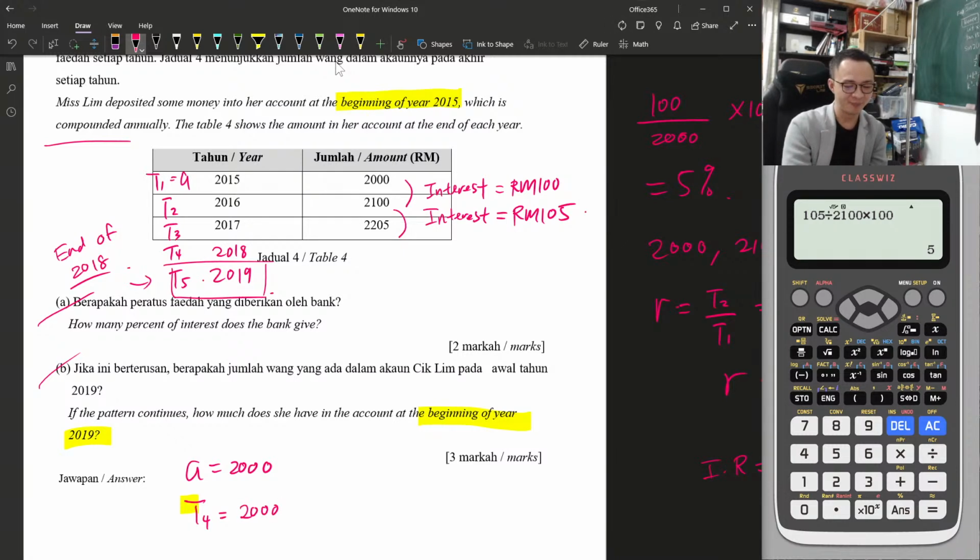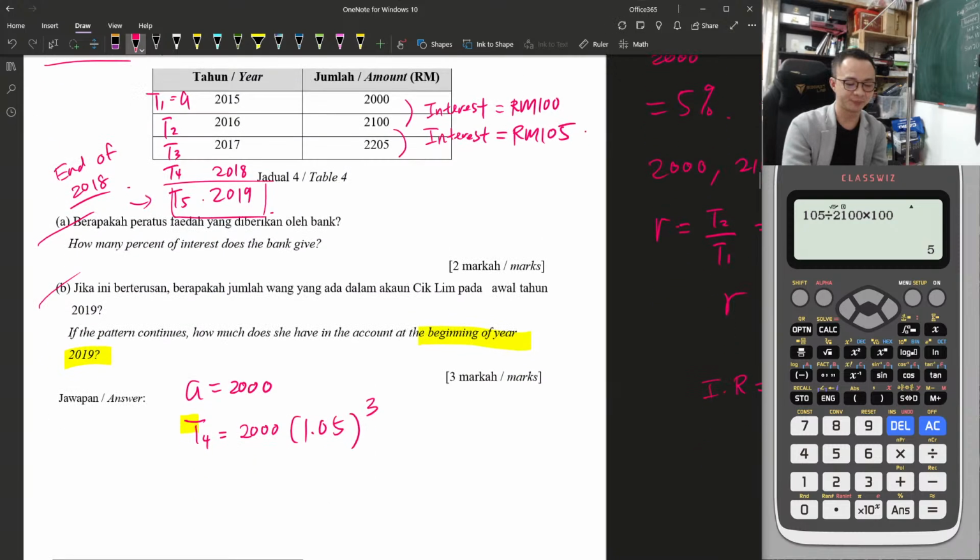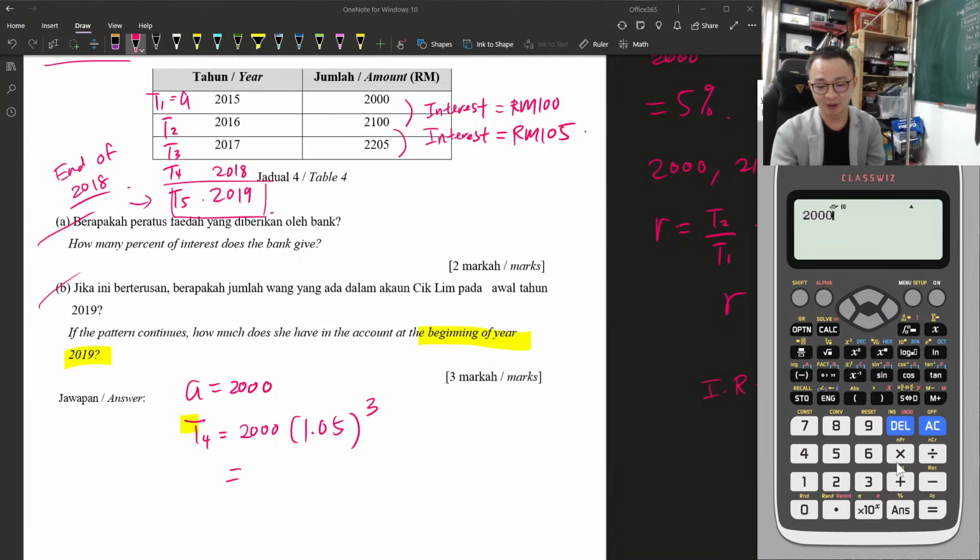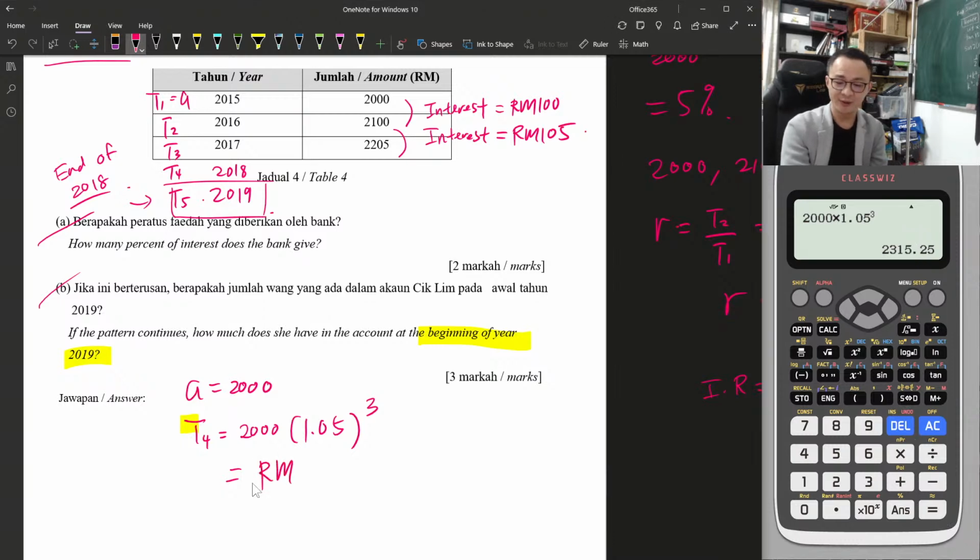So it's 2000. My r is 1.05. We find already 1.05, and then power of 4 minus 1, which is 3. So which is 2000 multiply 1.05 power of 3. So I will just say this is 2315.25.